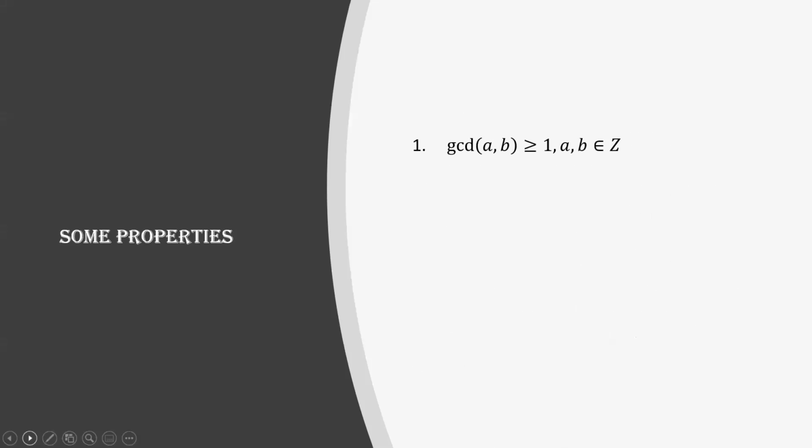The first property is that for any integers a and b, the greatest common divisor is a positive integer. Let a equal -2, b equal 4, or a equal 2, b equal 4. GCD of -2 and 4 is equal to 2, and GCD of 2 and 4 is also equal to 2. So the negative part is not counted.